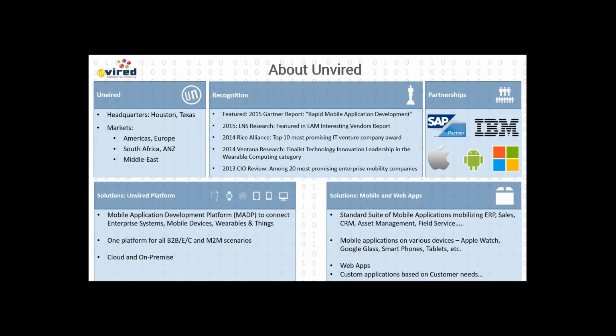Unwired offers mainly two solutions. One is the Unwired platform, which is a mobile application development platform that can connect any enterprise system with any mobile device. It's a single platform for all business scenarios and can be used either from the cloud or on-premise. The next solution is a suite of applications that Unwired offers. Applications that mobilize ERP, sales, CRM, asset management, field service, applications on various mobile devices, and of course web applications too. And the same platform can also be used to build custom applications for customers.